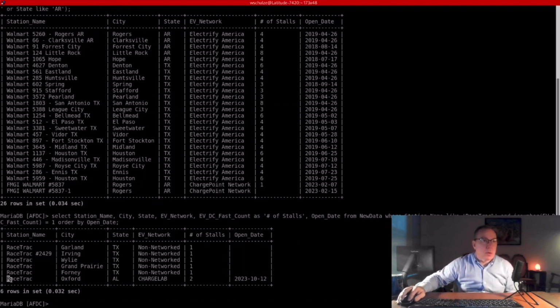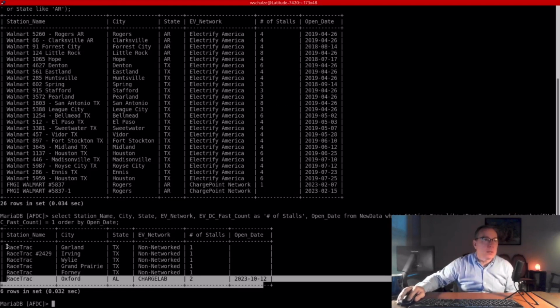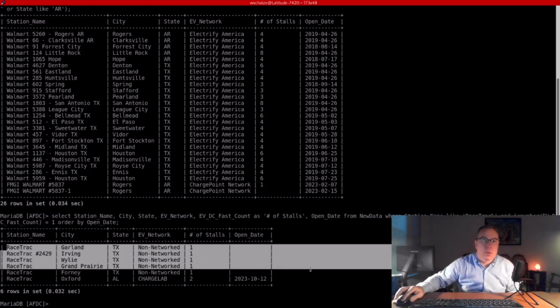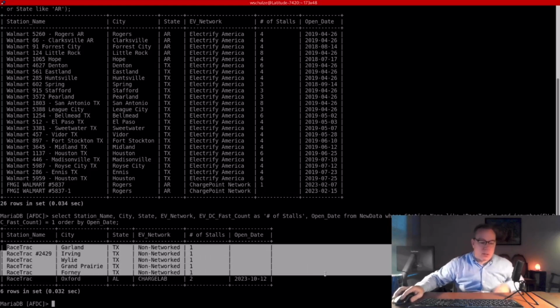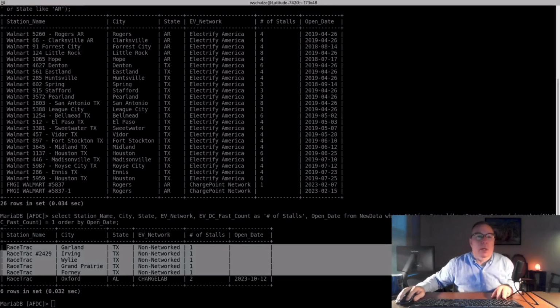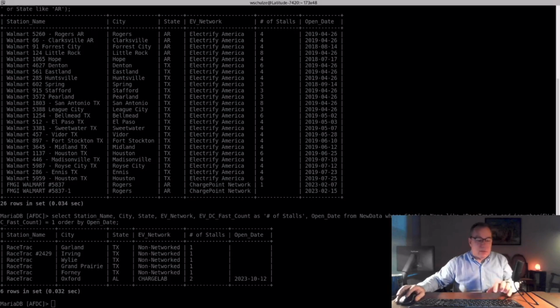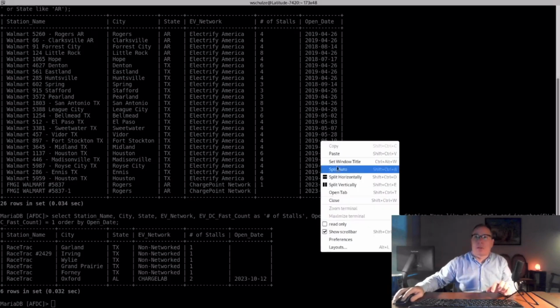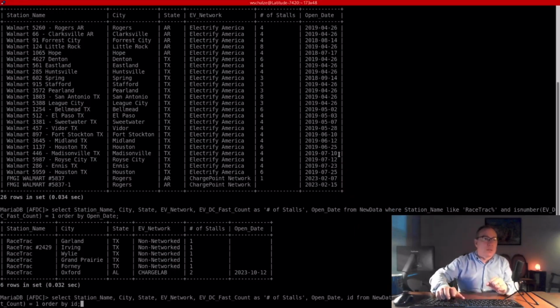RaceTrac still has one open. However, all these in Texas are under construction with canopies. One of the canopies is actually energized, so we'll be getting more activity from RaceTrac here shortly. And also, they've received a NEVI award, I think in Georgia. I forgot where, but they did receive one NEVI award.